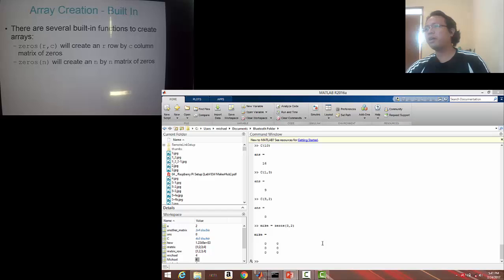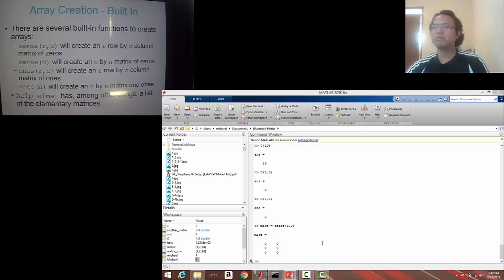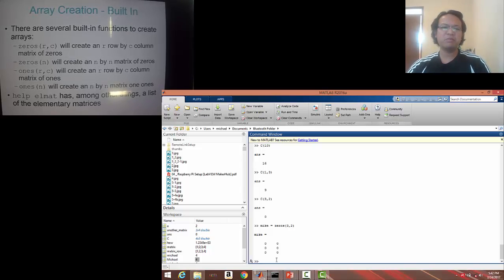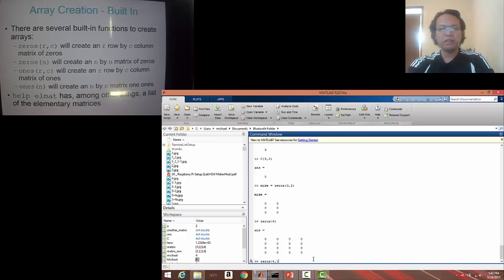Okay, zeros(n) will create an n by n matrix of zeros. We'll do that. ones(r, c) is just the same as zeros, except that the values are not 0, they are ones, but it behaves the same. And then ones(n) will do something like that. Okay, help, elmat, element matrix, help. If you need other things, you can ask MATLAB what are the other functions that I need to learn. You can do that. Okay, let's write zeros(4), it will make a 4 by 4 matrix. But if you write zeros(4, 3), it will make a 4 by 3 matrix of zeros.